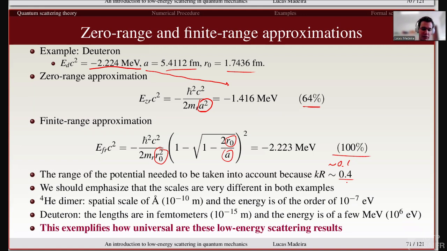We were talking about atomic physics in the previous example. Here we're talking about nuclear physics. So 10 to the minus 10 meters and energies of the order of milli electron volts. And for nuclear physics, we're talking about femtometers, 10 to the minus 15, and energies of a few MeV, so 10 to the 6 electron volts. I could have brought examples from particle physics, but I just wanted to show you with those examples how universal these things are.